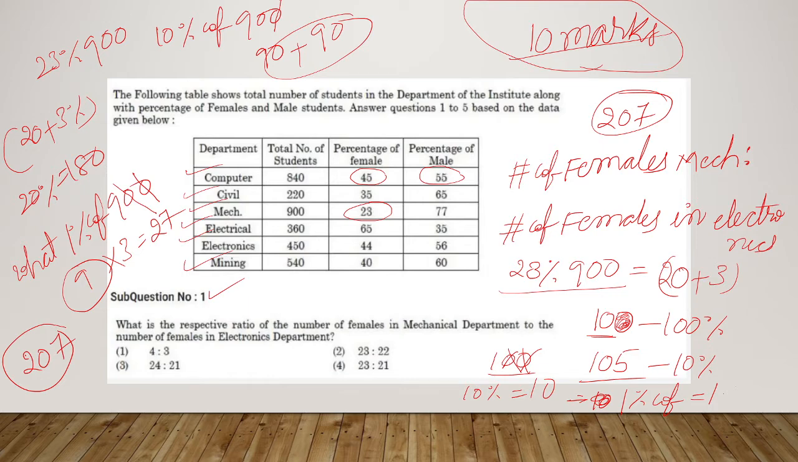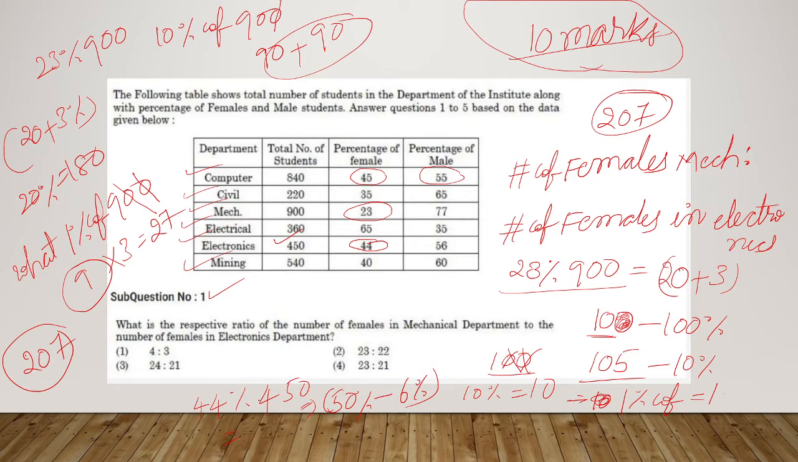Next, the number of females in electronics. Okay, where is electronics? Here the total is 450 and women are 44 percent. How to find it? Can you think once? Yes, here 44 percent of 450. We can write it like this, right? 50 percent minus 6 percent. Here it is easy.